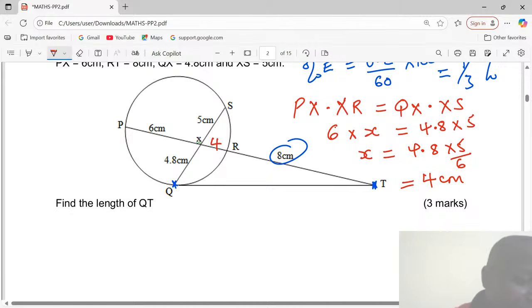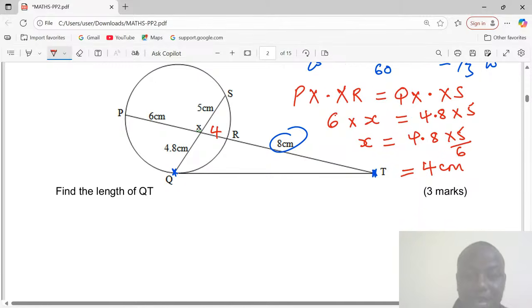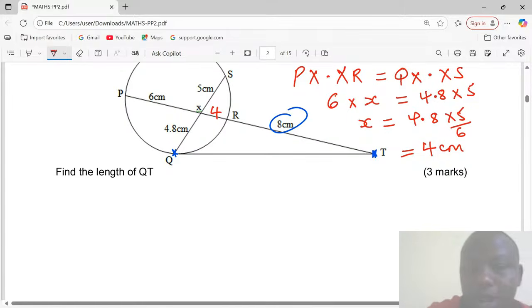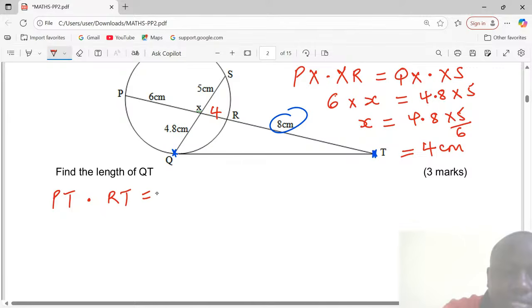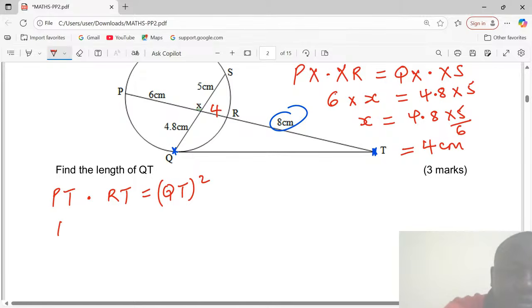So if this is 4 centimeters, then we can relate a chord PT intersecting externally with a tangent QT. When a chord is intersecting externally with a tangent, the whole portion of the chord, that is PT, multiplied by the outer portion of the same chord, RT, should give us the tangent squared. Therefore, PT is 6 plus 4 plus 8, giving a total of 18. 18 multiplied by 8, the outer portion, should give us QT squared. So how do we get QT?